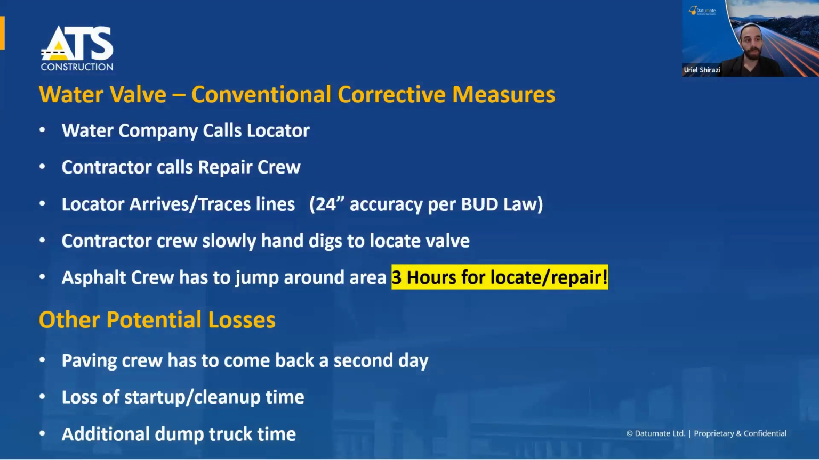How to solve the problem? Using the conventional way, the water company needs to call a locator. The locator will come to site and will provide very low accuracy of the location of the water valve. The repair crew will arrive to site, hand digs around the water valve in order not to damage any other infrastructure that is covered. The asphalt crew comes to site to fix the problem and repair. A total of 3 hours of active work in the site.